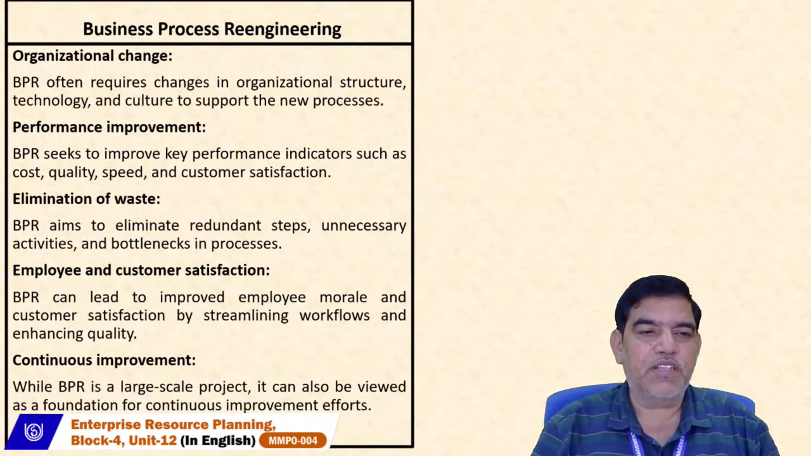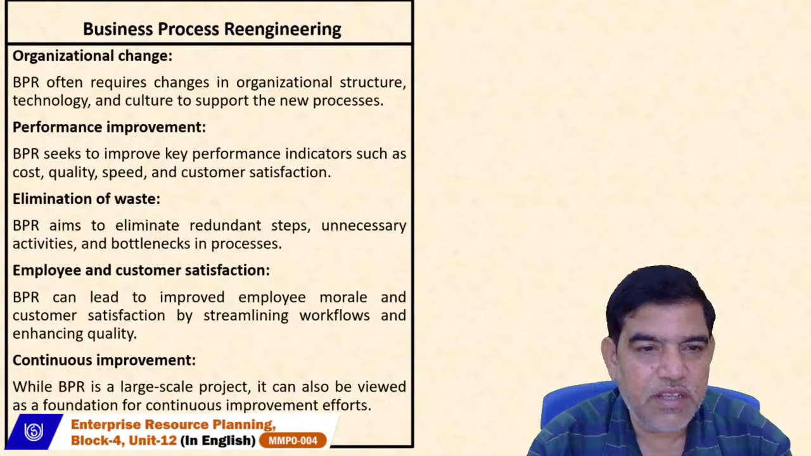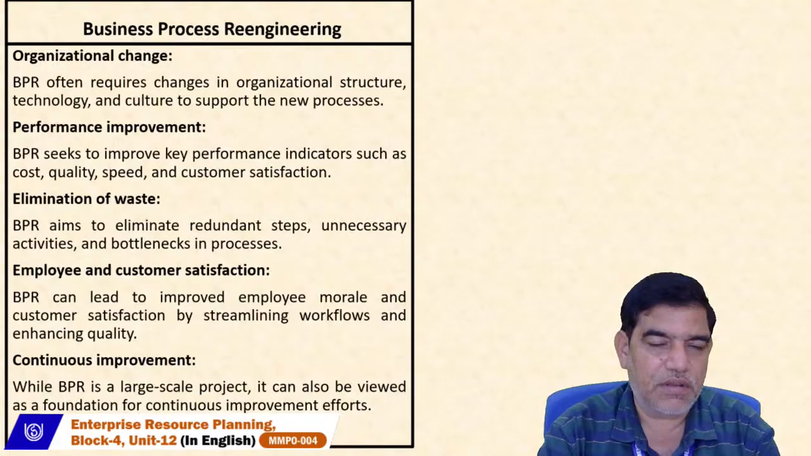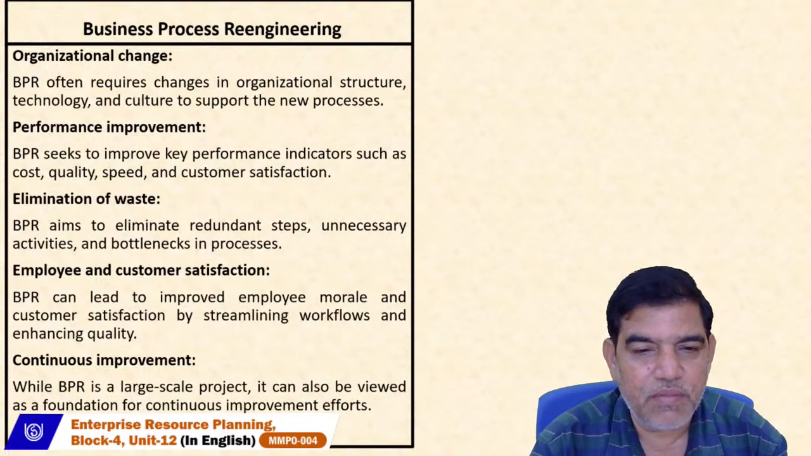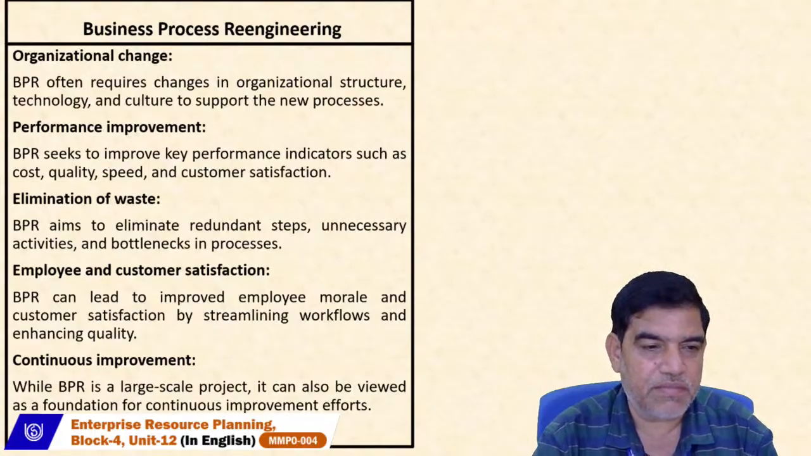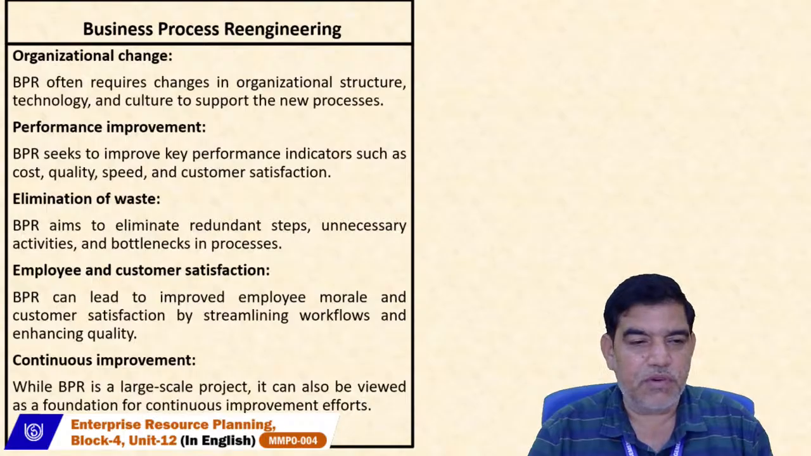Performance improvement. BPR seeks to improve key performance indicators such as cost, quality, speed, and customer satisfaction. Then elimination of waste. BPR aims to eliminate redundant steps, unnecessary activities, and bottlenecks in the process. Employee and customer satisfaction. BPR can lead to improved employee morale and customer satisfaction by streamlining the workflows and enhancing quality. Then continuous improvement. While BPR is a large scale project, it can also be viewed as a function for continuous improvement efforts.